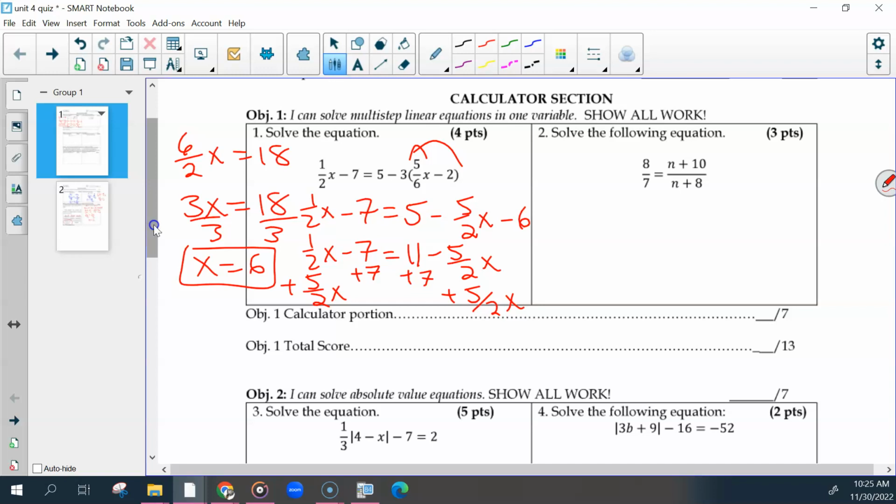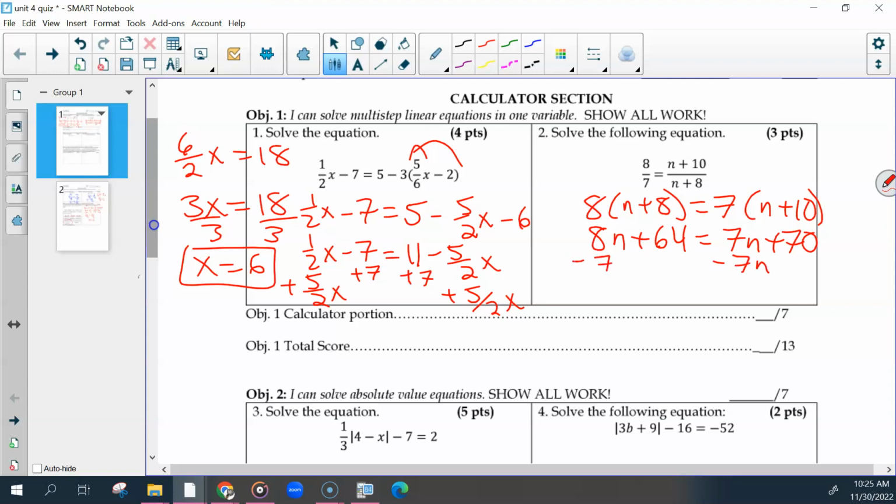And then for the most part, we all got number 2 correctly. Cross multiply, whether you put them in parentheses or went to the next step, either or was fine. So this should have been 8n plus 64 equals 7n plus 70. So cross multiplying was worth 1 point. Solving was worth 1 point. A lot of you subtracted the 7n, and then subtracted the 64. If you did it the other way, that's okay too. To get n equals 6. And then your final answer was worth 1 point. Questions on that one?